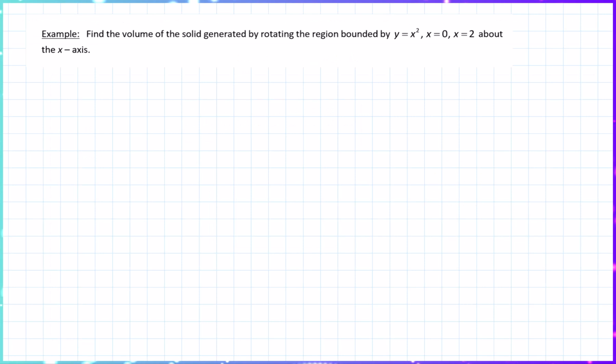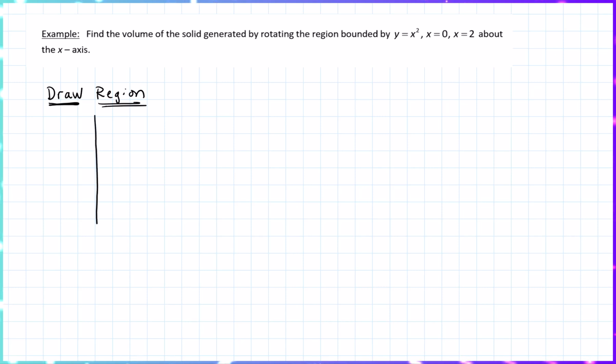So let's do an example of this. Let's find the volume of the solid that is generated by rotating a region bounded by y equals x squared, x equals 0, and x equals 2 about the x-axis. So we're going to go ahead and derive some steps here, and then we'll summarize them at the end of the video. So the first thing we're going to do is draw the region that we're going to be revolving.